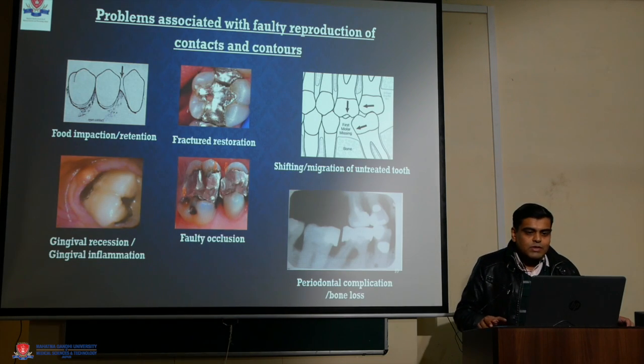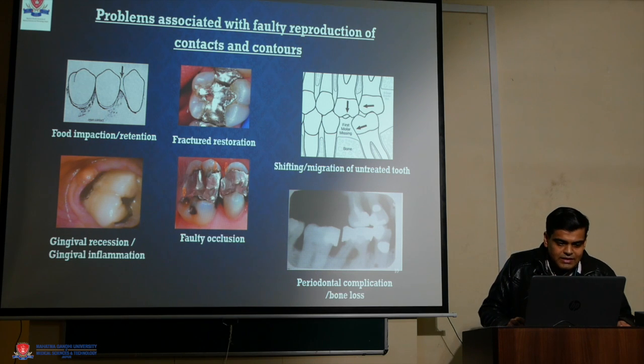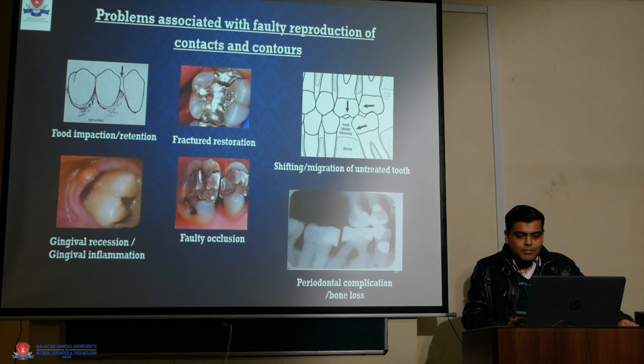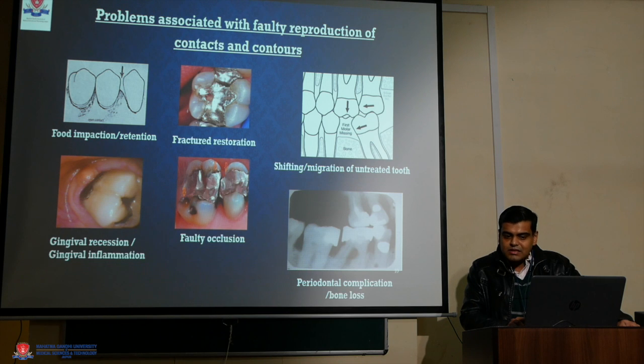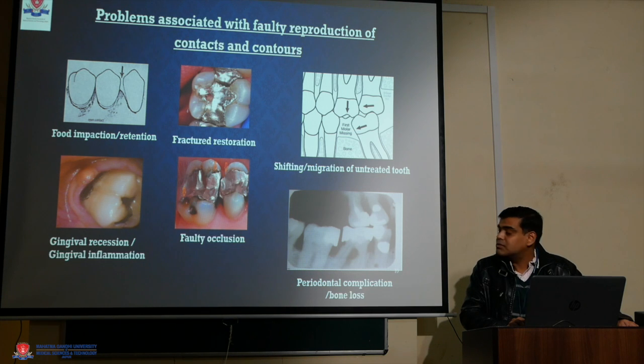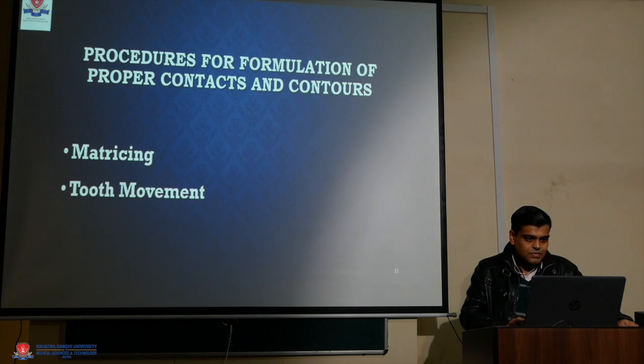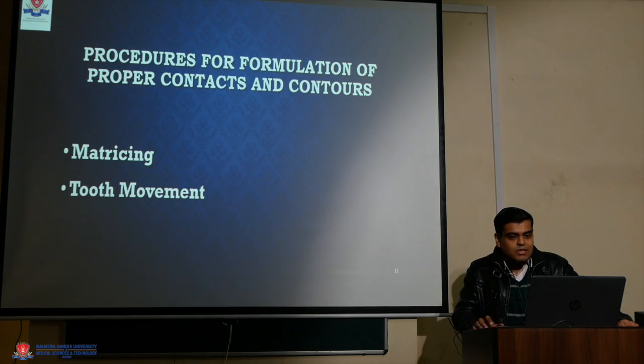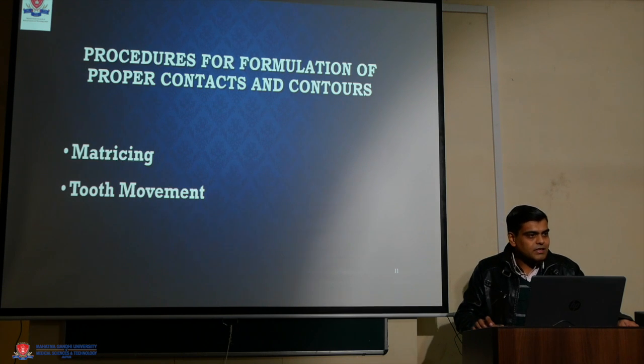So the problems associated with faulty reproduction of contact and contours are food impaction, fracture of the restoration, shifting or migration of the untreated tooth, gingival recession, faulty occlusion, and periodontal complications such as bone loss. Now coming to the procedure for formulation of proper contact and contours, which includes matricing and tooth movement.